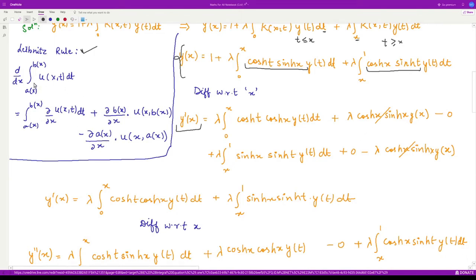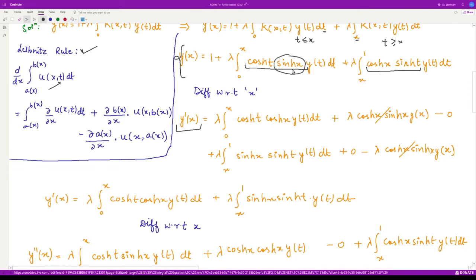That means firstly you take the partial derivative of this whole term with respect to x, then add the derivative of the upper limit with the upper limit substituted in place of t, minus the derivative of the lower limit with the lower limit substituted in place of t. This is what we do usually. So let's do it here also. In the first term we have lambda as it is, the integration from 0 to x as it is, and the partial derivative of this whole term with respect to x. Only this is the term involving x.